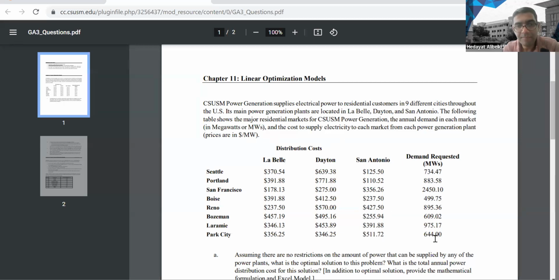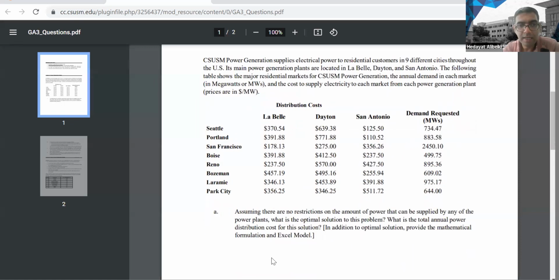So the demand, and then, yeah. So these are distribution costs per megawatt. And then assuming there are no restrictions on the amount of power that can be supplied by any of the power plant, what is the optimal solution to this problem? What is the total annual power distribution cost for this solution? In addition to optimal solution, provide the mathematical formulation and Excel model, spreadsheet model.